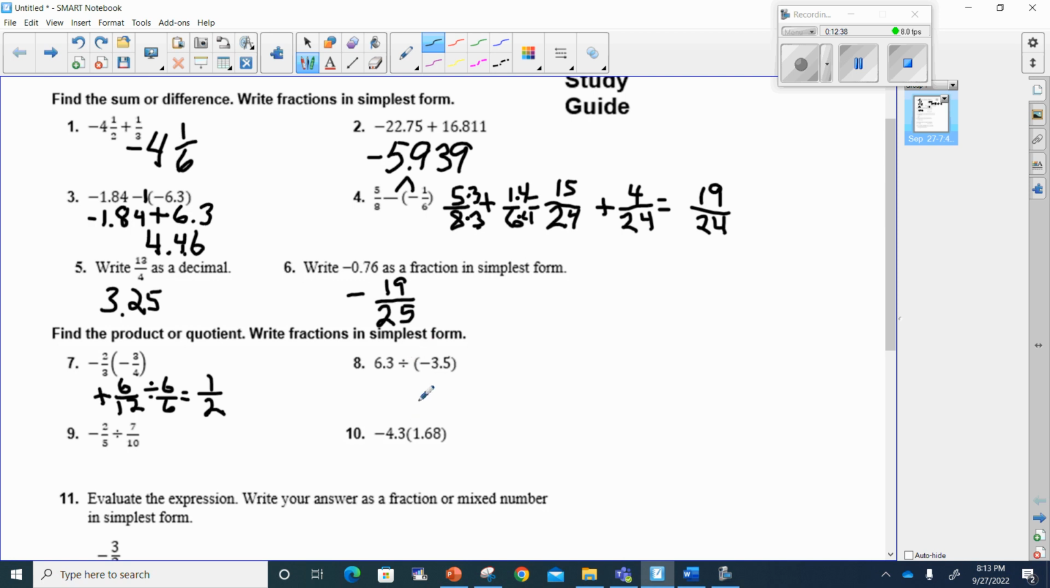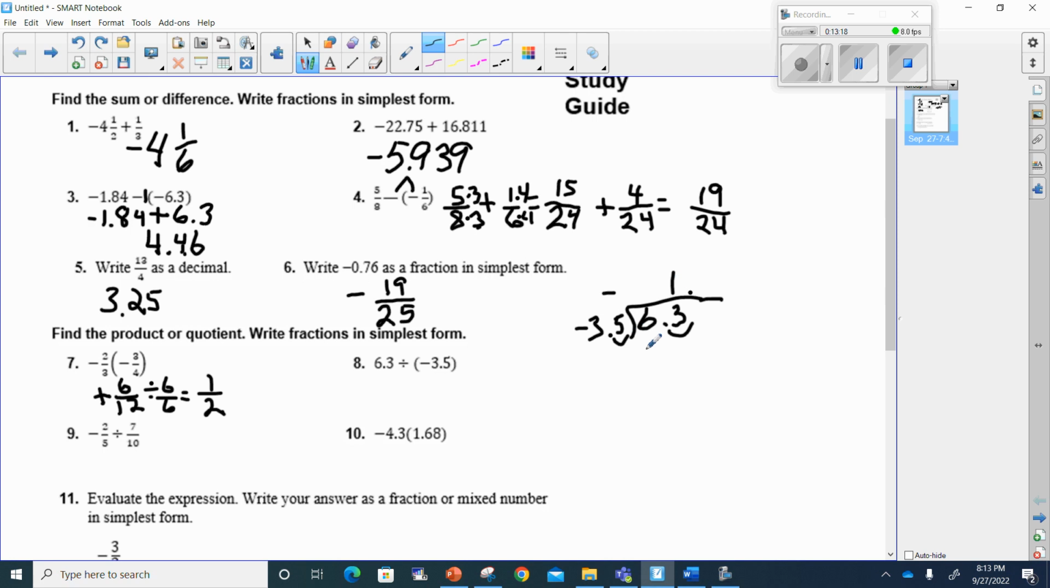All right, let's go to number 8 here. This time we have 6.3 divided by negative 3.5. Well, I know a positive divided by a negative is a negative. So my answer has to be negative. I know 3.5 goes into 6.3 one time, but I have to move this decimal over 1, which means I'll move this over 1. My decimal point will be here.